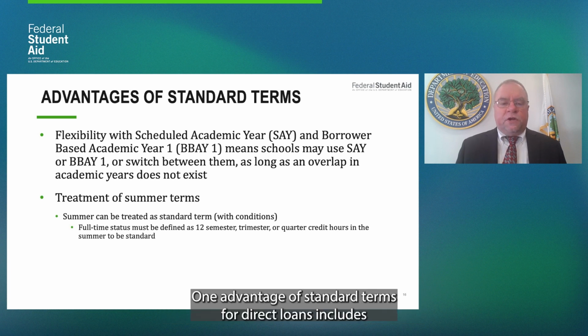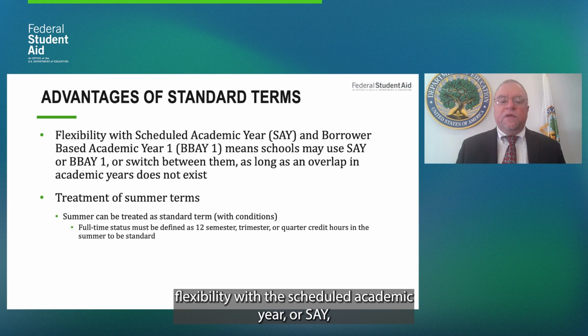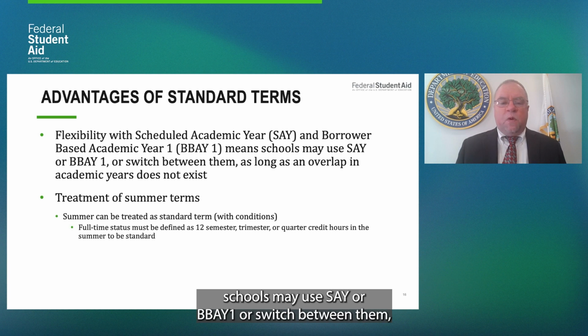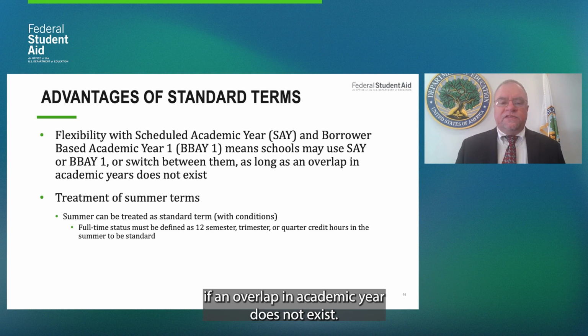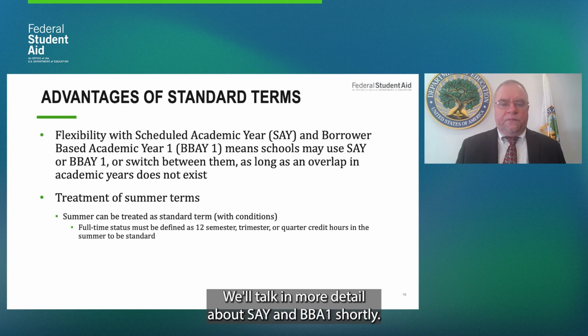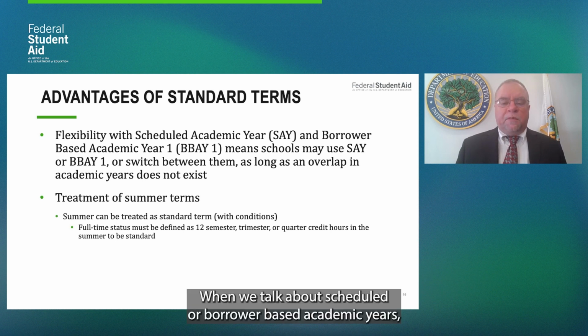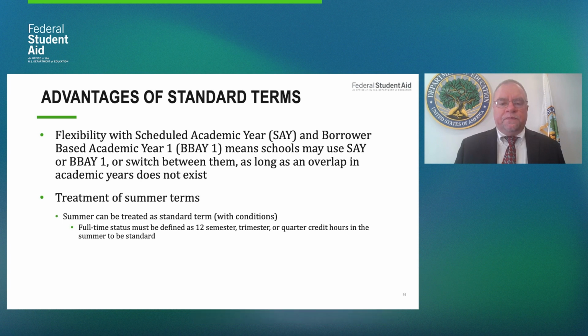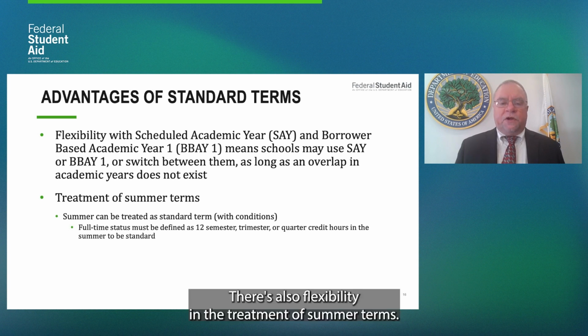One advantage of standard terms for direct loans includes flexibility with the scheduled academic year, or SAY, and borrower-based academic year 1, BBAY 1. With standard terms, schools may use SAY or BBAY 1, or switch between them if an overlap in academic years does not exist. We'll talk in more detail about SAY and BBAY shortly. When we talk about scheduled or borrower-based academic years, we are generally referring to the published academic year, although there may occasionally be exceptions. There's also flexibility in the treatment of summer terms.